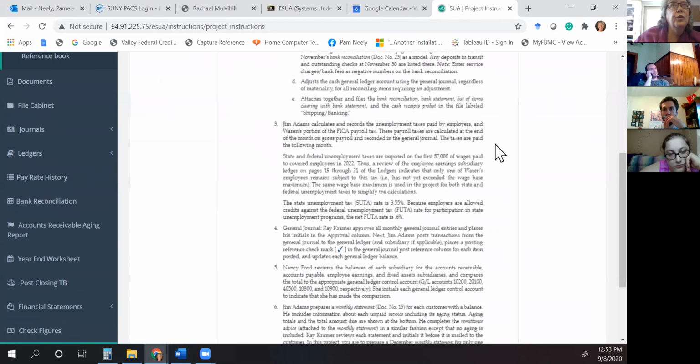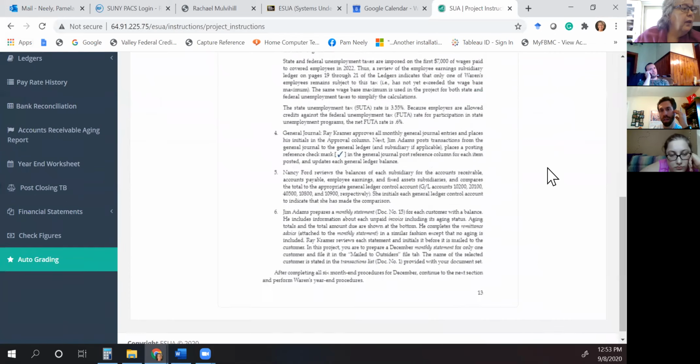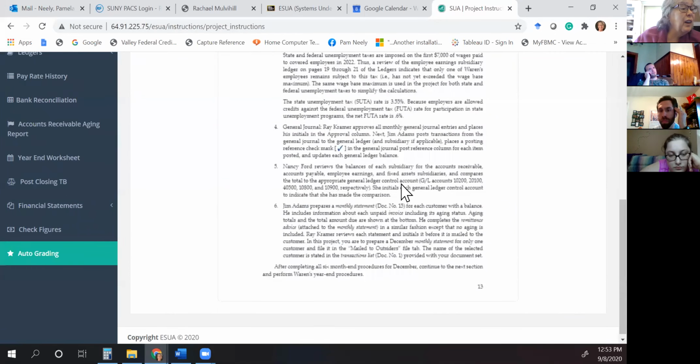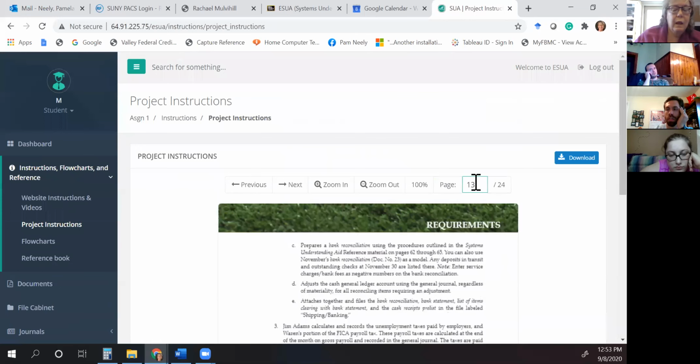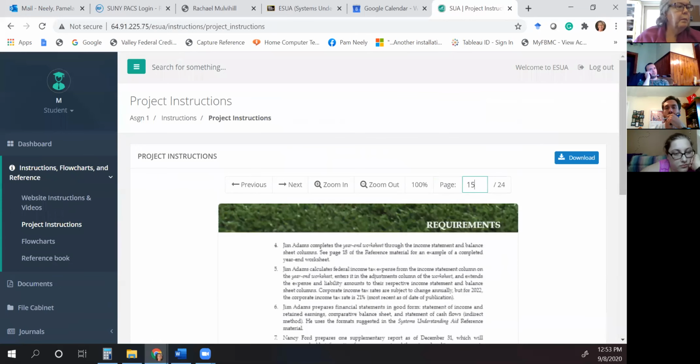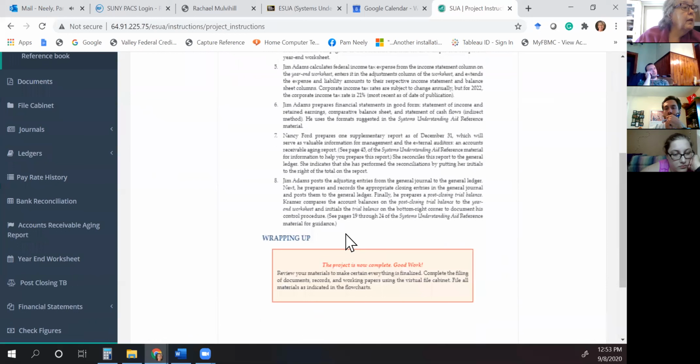Okay, so I think I told you to do 1, 2, 4. It's page 15, number 7. Isn't it also? Oh yeah, right, page 15, number 7. There it is. Nancy Ford prepares one supplementary report as of December 31st, which will serve as valuable information for management and the external auditors, an accounts receivable aging report.